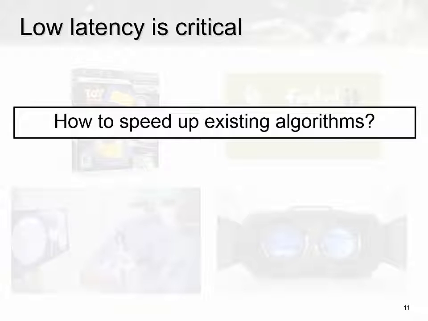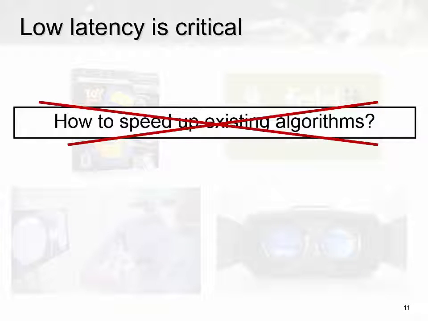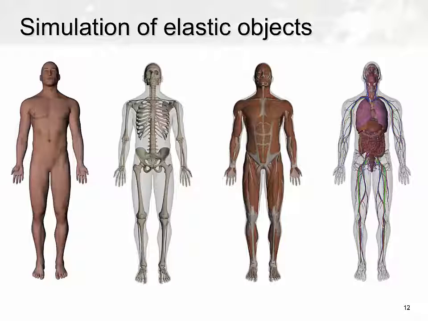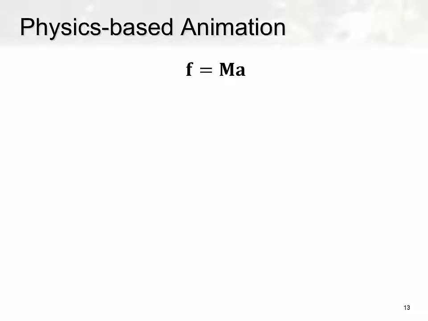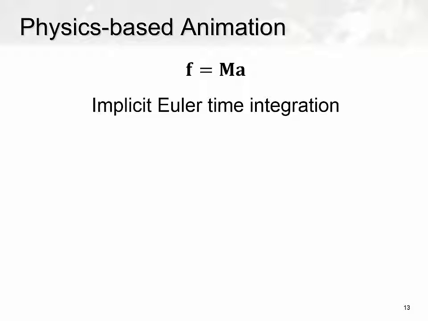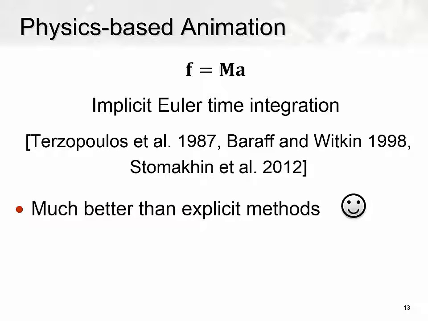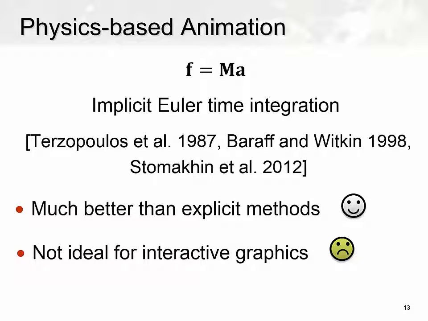Okay, so how can we speed up existing algorithms? Well, I think this is actually the wrong question to ask. I think the question we should be asking is what accuracy can we achieve in a limited amount of time, such as 30 milliseconds. So what does this mean for the simulation of elastic objects? To simulate deformable solids, we start from Newton's second law, which is discretized in time. In physics-based animation, it is common to use implicit Euler time integration, which is quite robust and much better than explicit methods, but unfortunately it's a little bit too slow for interactive graphics.